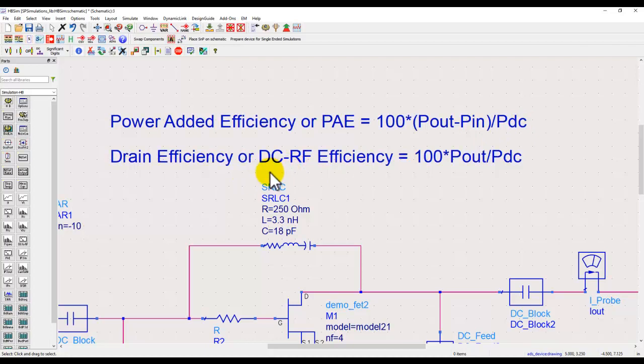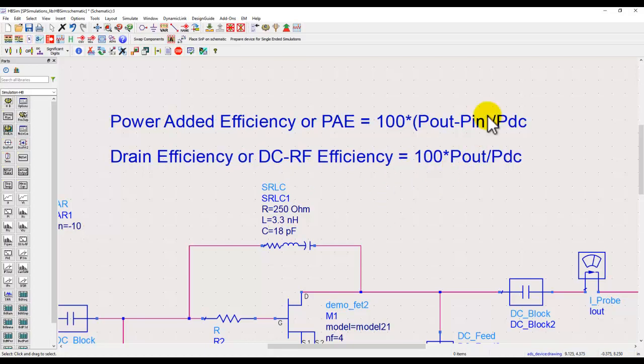The other efficiency, which people also use sometimes, is called drain efficiency or DC to RF efficiency. Here, the simple formula is output power divided by the DC power consumed, and you multiply by 100. In terms of accuracy or usefulness, PAE is a more accurate representation of the circuit performance metric, so we always prefer using PAE. But in some cases, if you just want to look at DC-RF, you can go ahead and do those measurements in ADS.